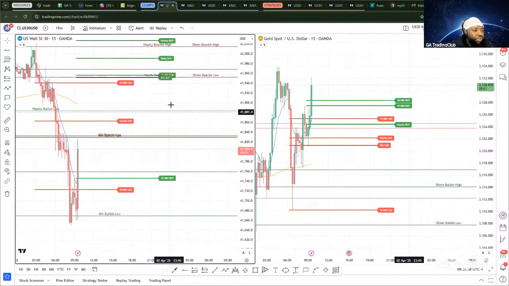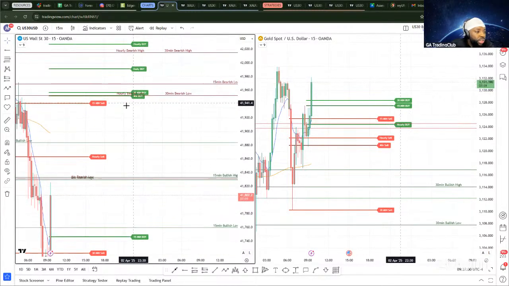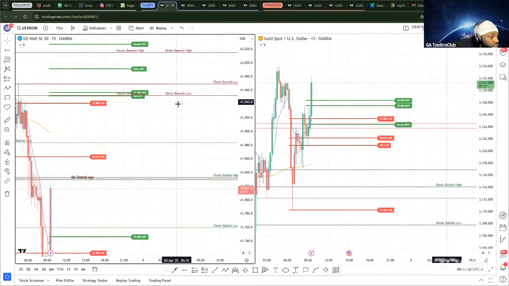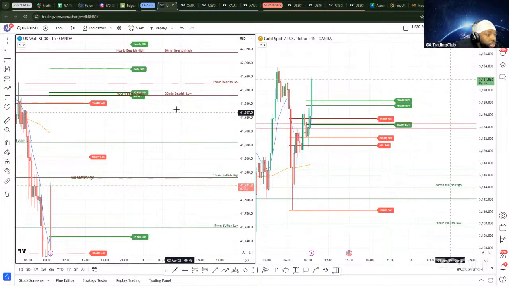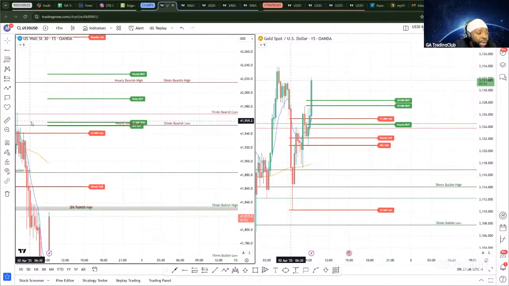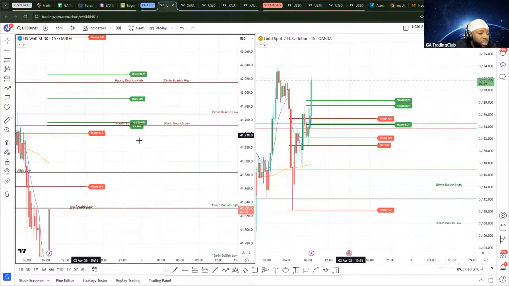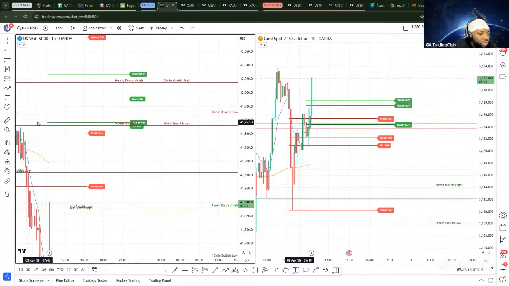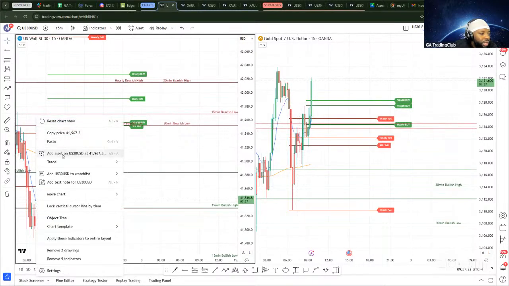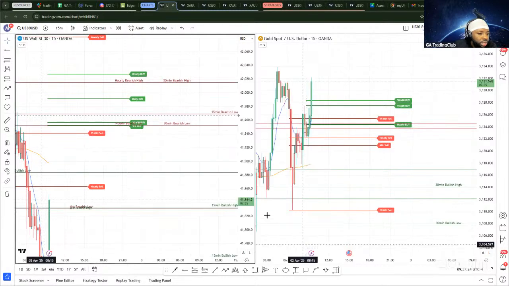So let's see. I would like US30 to push up here to this level right here, to 41,940. Now, this would be a fantastic trade, which I think we'll get to here, because you can see we also have order blocks here, right? You can see all these order blocks. So I will put an alert 10 points away from this zone, 41,967.3. Somewhere around there, put an alert.